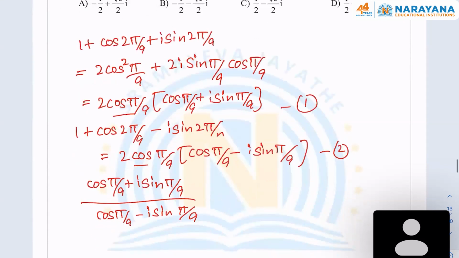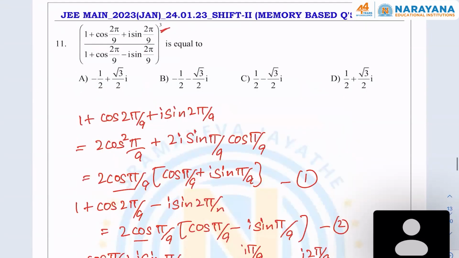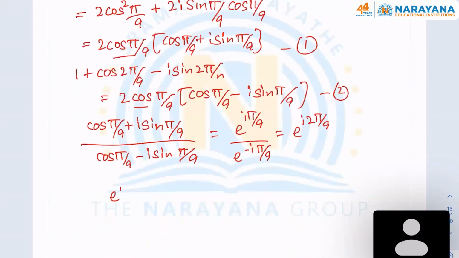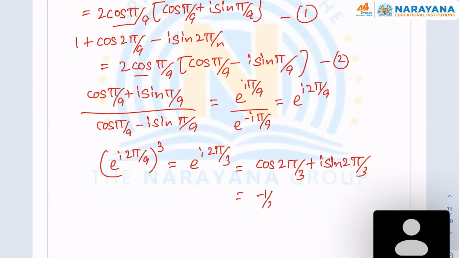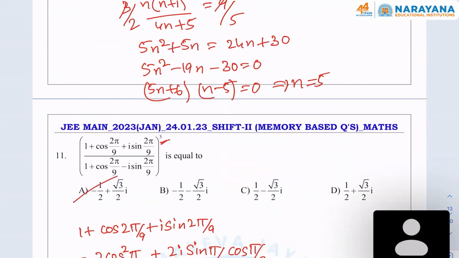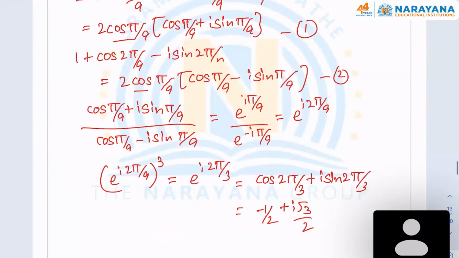So this is equal to e power I pi by 9 by e power minus I pi by 9, which is equal to e power I 2 pi by 9, and also we have whole cube here. So (e power I 2 pi by 9) whole cube, which is equal to e power I 2 pi by 3, meaning cos 2 pi by 3 plus I sin 2 pi by 3. Cos 2 pi by 3 value is equal to minus half plus I root 3 by 2. So the correct answer is A, minus half plus I root 3 by 2.